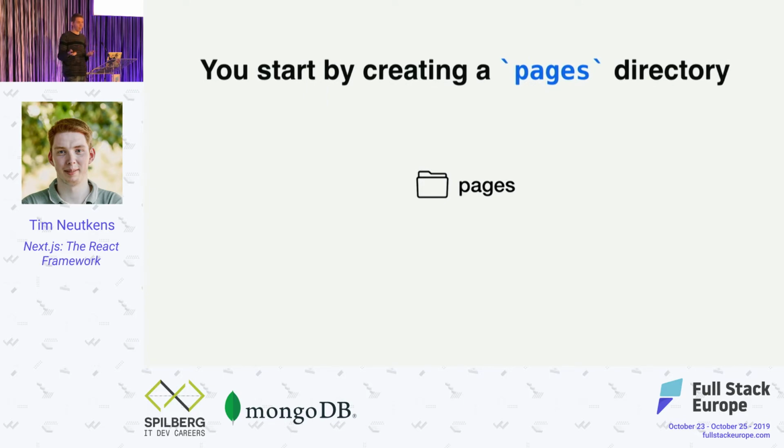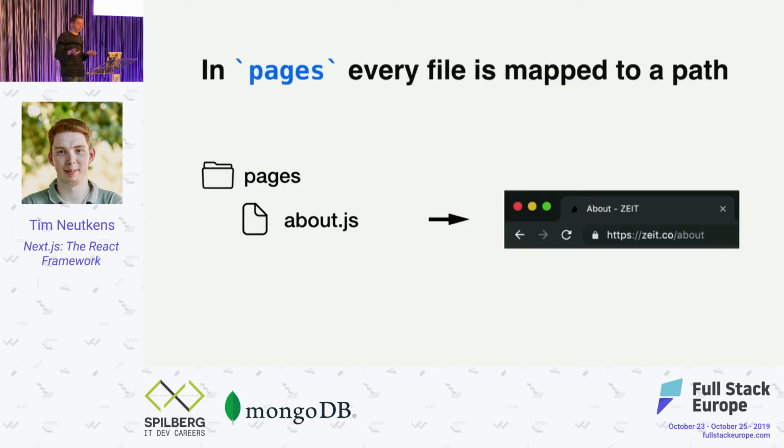So let's take a step back. What does Next actually do? You start by creating a pages directory. And this pages directory maps every path that you create in there, like about.js, for example, to a path in your application. Most of you raised your hand saying, oh, I've used PHP before. It's actually really similar to PHP.